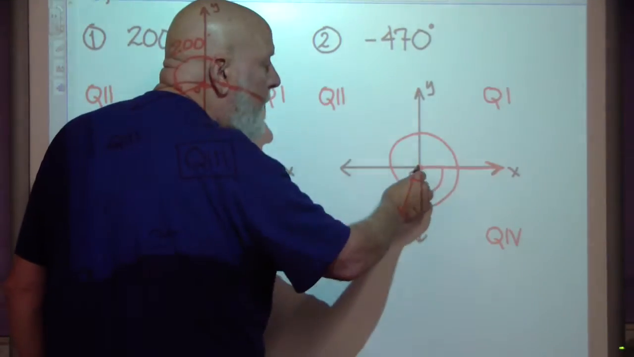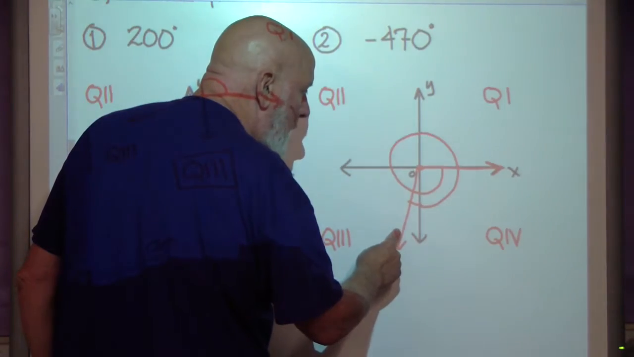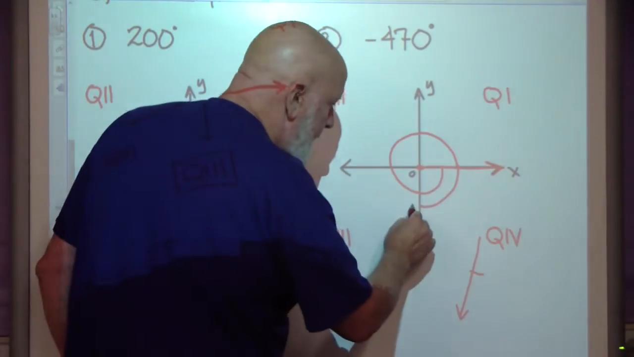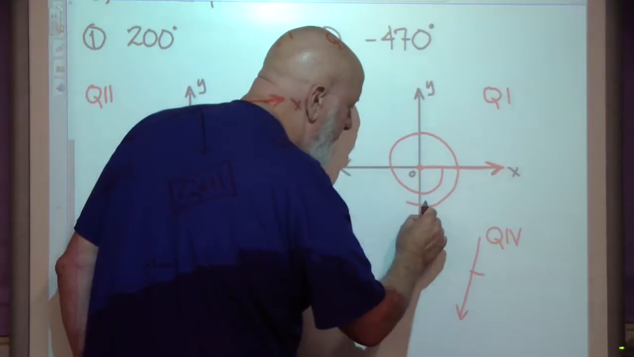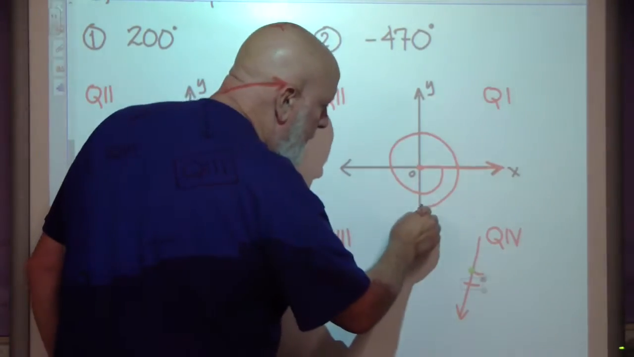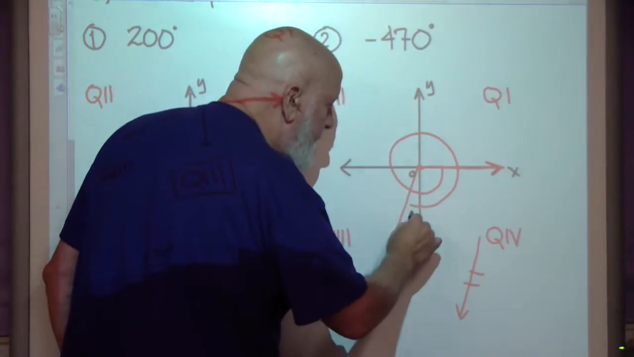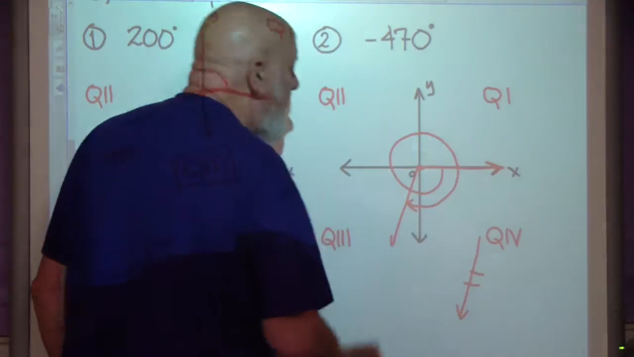Now the accuracy of your sketch doesn't matter as much as the quadrant in which you stop. It's kind of messy. Make it look a bit better. Well, that didn't help, did it? I'm going to go 20 more degrees. That's fairly close.